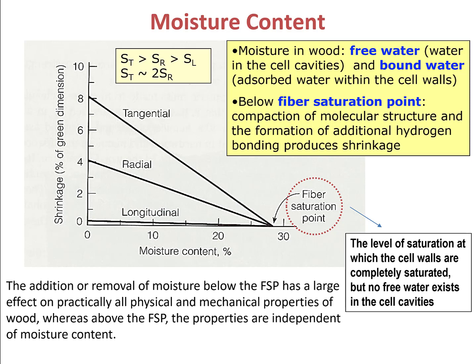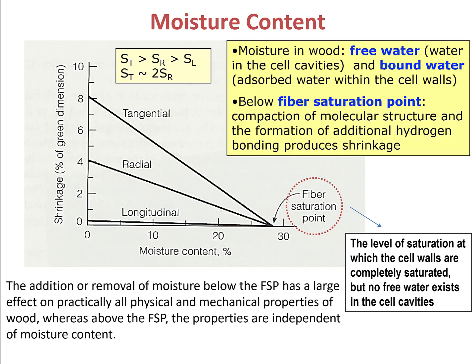FSP is very important for wood specimens because when the moisture content of a wood specimen is below FSP, then adding moisture or removing moisture will have a significant effect on practically all the physical and mechanical properties of the wood specimen. However, when the moisture content is above FSP, the properties are independent of moisture content.